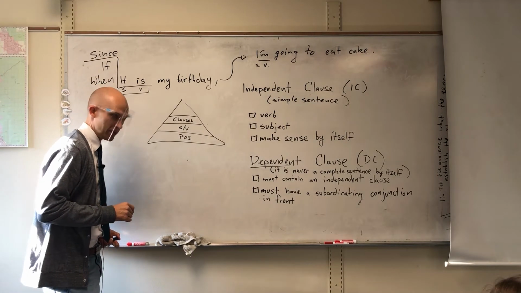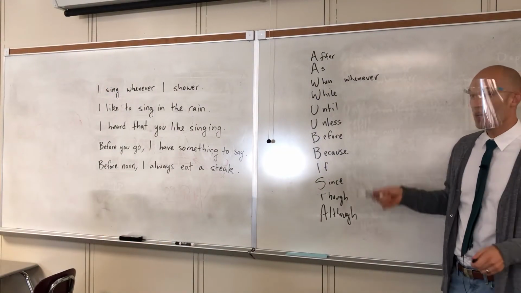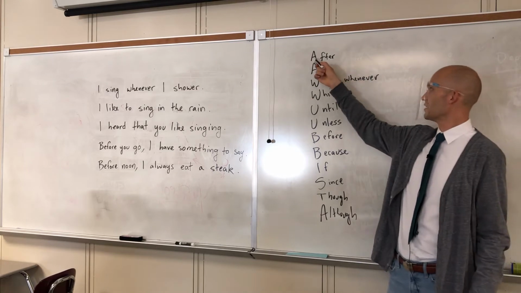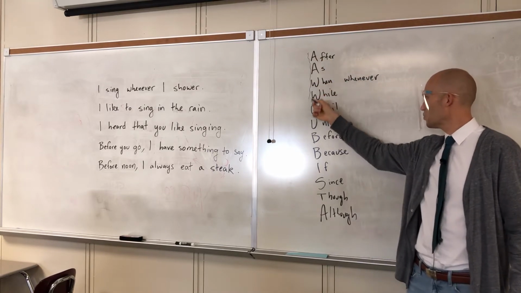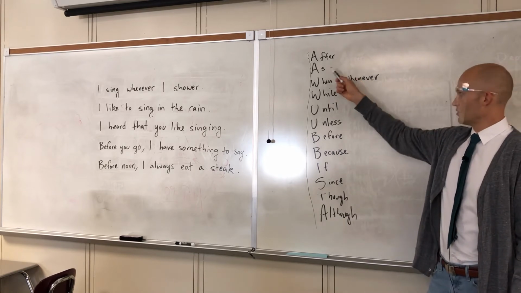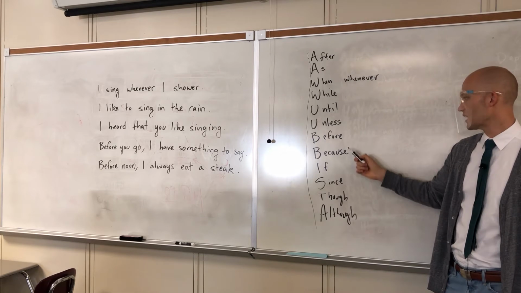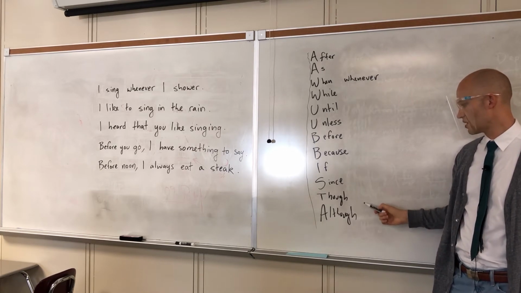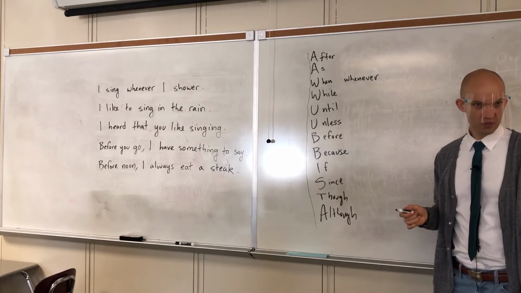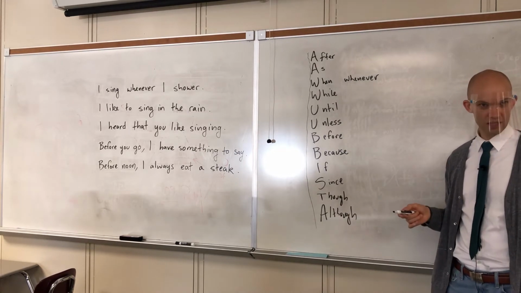Let's review our dependent clauses. All right, so what are the subordinating conjunctions? Remember, you've got this silly word, vista. After, as, when, whenever, or wherever, while, until, unless, before, because, if, since, though, although. And I told you to memorize those. I was calling on you individually to spout them off.